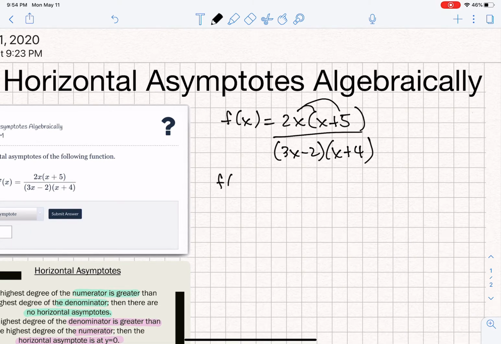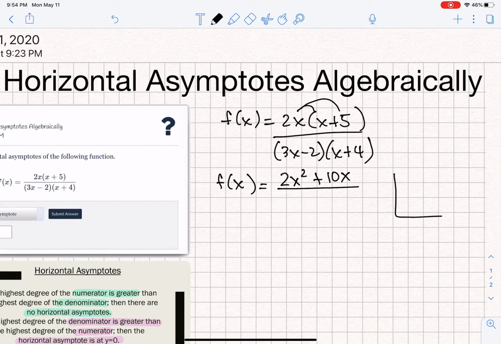All right, so I'm going to rewrite the function. And I have, well, what is 2x times x? 2x squared. 2x times 5. Oops, not 5. Is 10x. All right, and then I'm going to multiply the denominator.